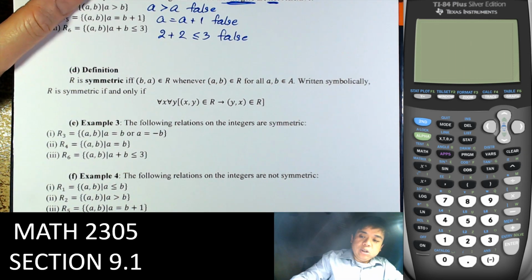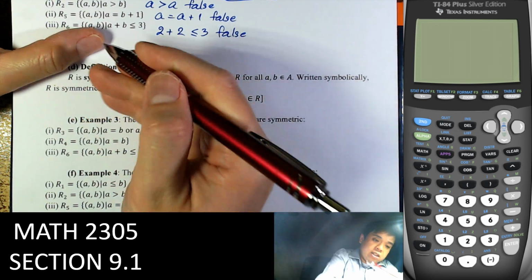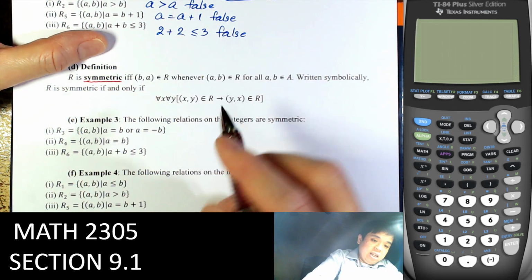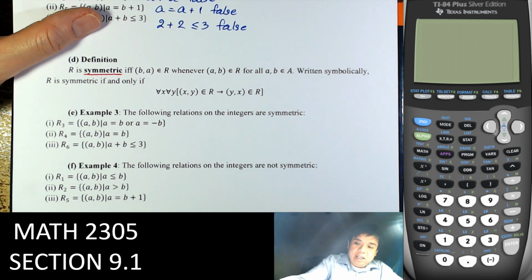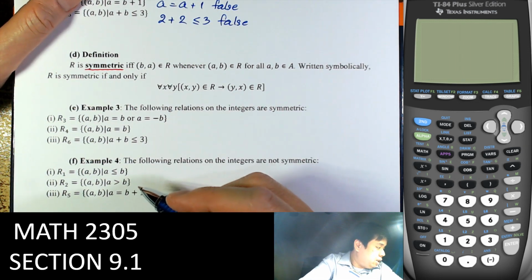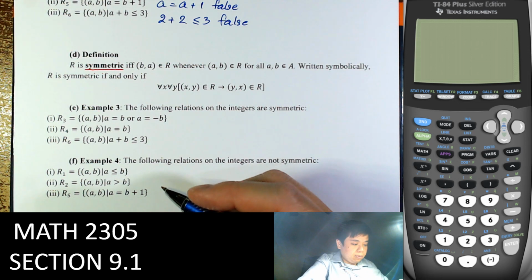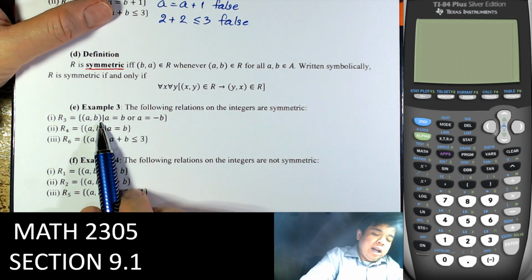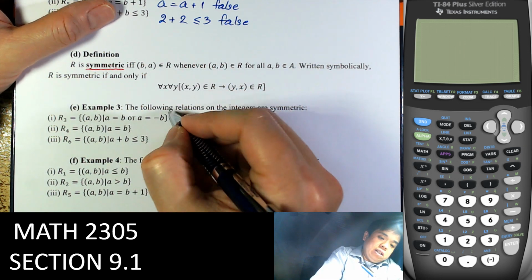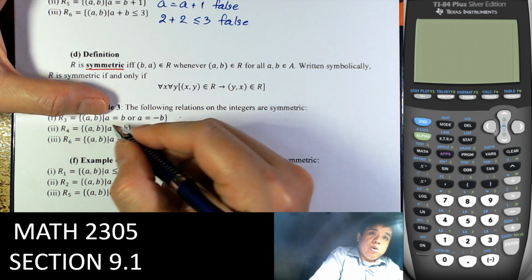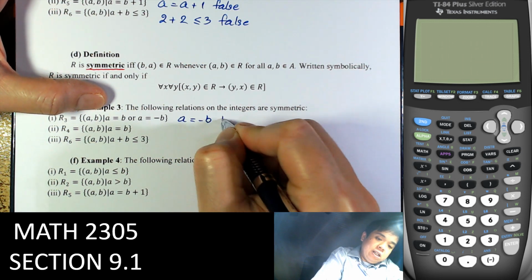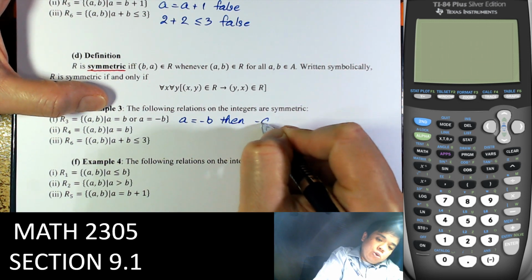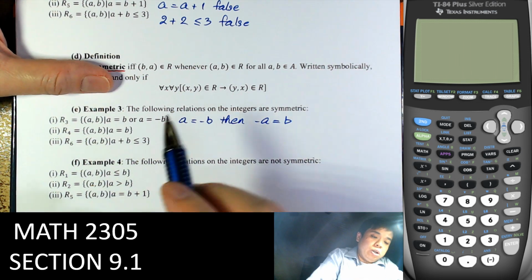Right, next we have symmetric. Symmetric is if x relates to y, then y relates to x. Here we have some examples. If a equals b, then a equals negative b. Of course, if a equals b, then b equals a. That makes sense. And if a equals negative b, then negative a equals b. That's also true. So that one's good.